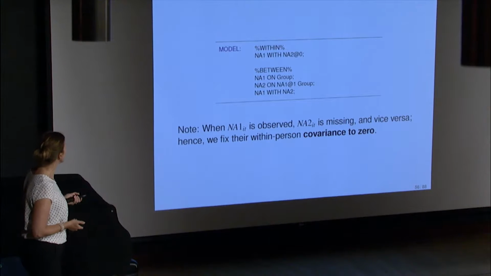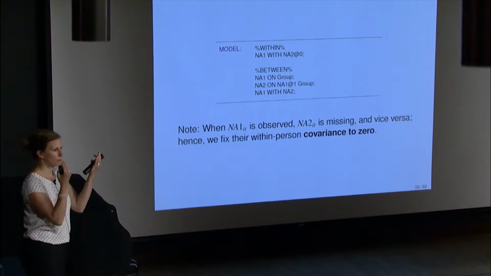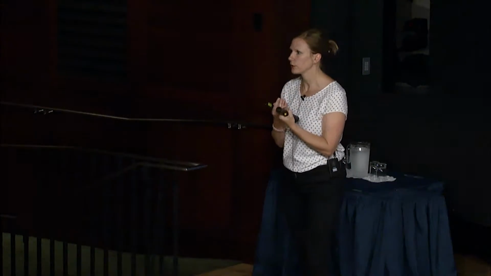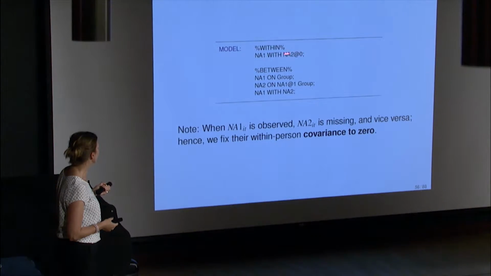So to specify this model, this is how we do it. At the within-person level, I have two variables. By default, Mplus will look for a correlation between those two variables. But I know that if one variable was observed, the other one is missing, because that's exactly how I made them. So that's why I fix the covariance here to 0, just not to make Mplus confused.